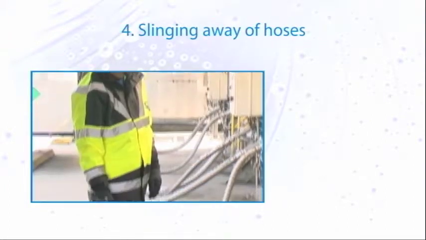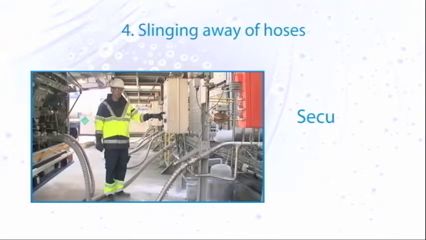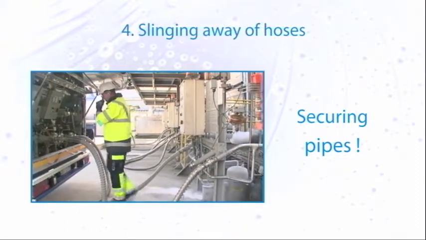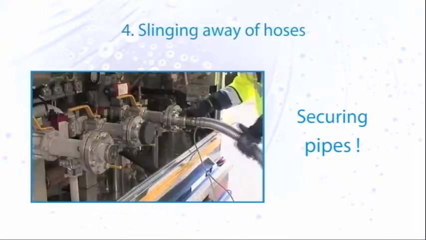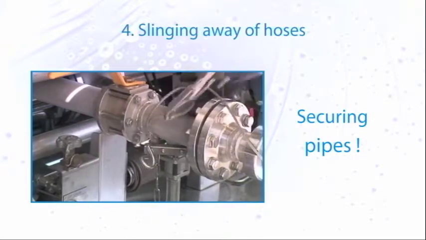Tubing through which liquid CO2 is flowing can come loose and be slung away. People in the area can be injured by this. To avoid this risk, the connections of pipes must be secured. Always attach the safety cables to the lorry.